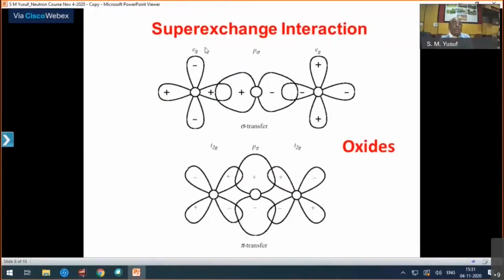As I said, superexchange interaction has another quantum mechanical origin. You have one 3d magnetic ion, another 3d ion, and between them oxygen. Depending on whether it is the oxygen p sigma orbital or p pi orbital, you can have these exchange interactions either positive or negative, either ferromagnetic or antiferromagnetic.